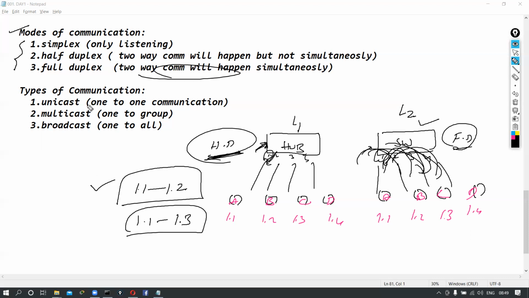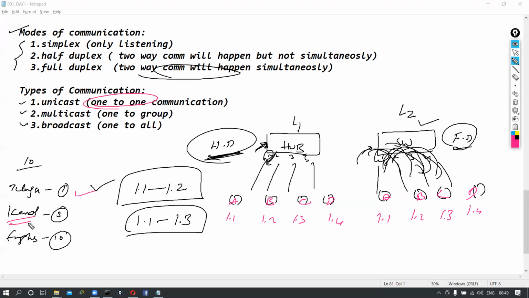Now, types of communications: unicast, multicast, and broadcast. See, in the classroom there are 10 guys. If I take the class in Telugu, suppose only one guy is there, a Telugu guy. What about Kannada? There are 5 guys. What about English? Everybody will understand. Suppose I take the class in Telugu, only one guy will listen. The remaining guys can't understand. That is called one-to-one communication.